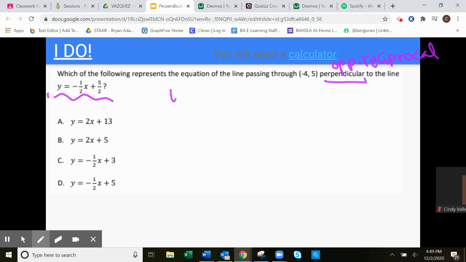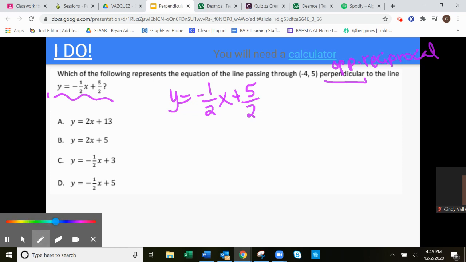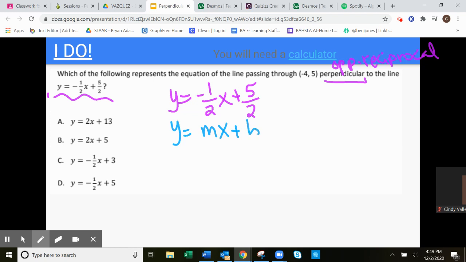So for example, we have this equation that is written in slope-intercept form, which is y equals mx plus b. So our slope here is the letter m. We see that here it's -1/2. So the slope of that line is -1/2.